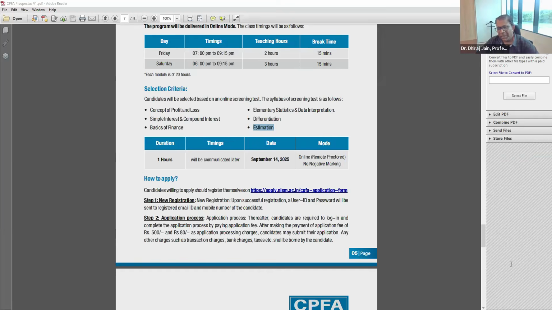Will the screening test be moderate or hard? To understand basic financial skills, we need to check whether you have basic mathematical skills or not. So it's not going to be very hard, but it's going to be a moderate one. If you expect it to be very easy, no, it's not going to be very easy.